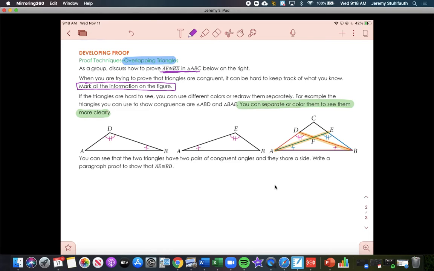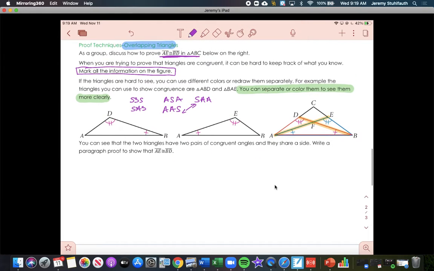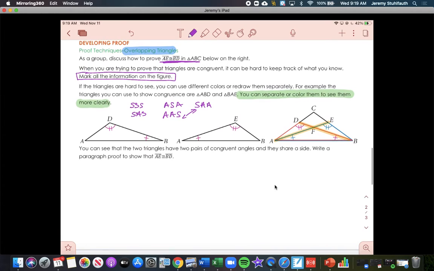Remember, we have side, side, side, side, angle, side, angle, and we also have angle, angle, side, or side, angle, angle, however you want to write that one. So we know we need some more information to be able to use one of our shortcuts. We need to take a look at this picture and figure out what else might be congruent in order to use one of these four shortcuts. So if you ask yourself, what about EB and AD? Do we know anything that would help us figure out that they're congruent?